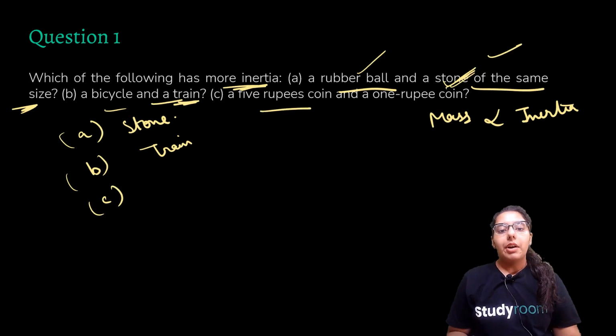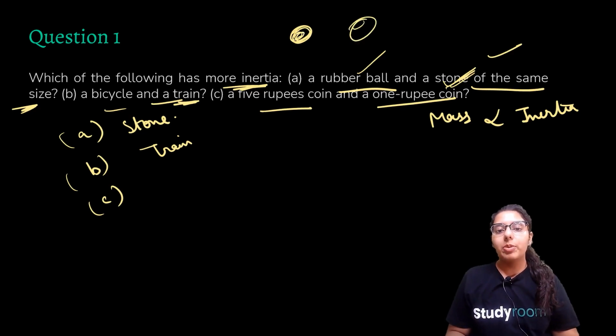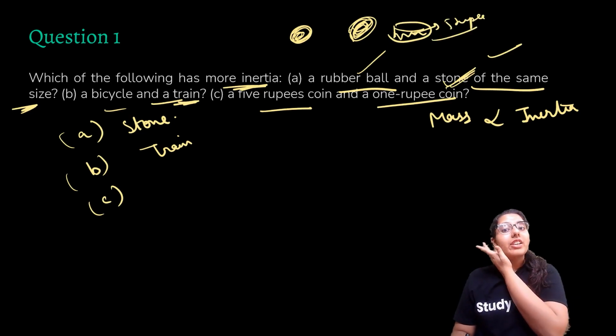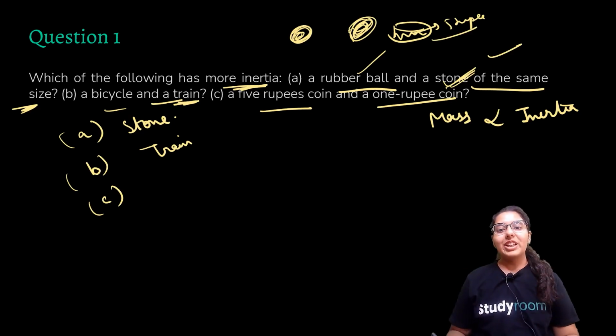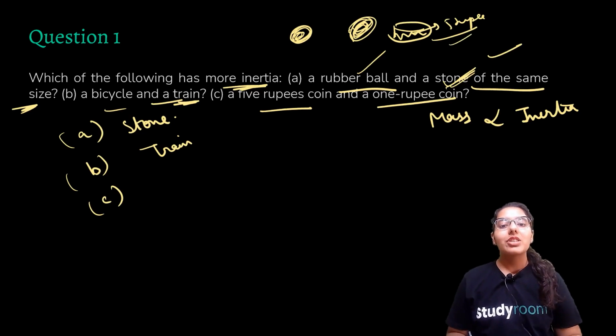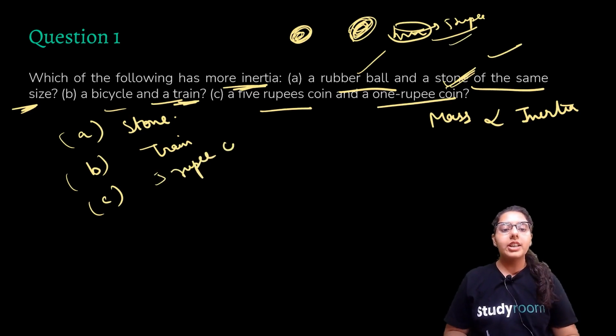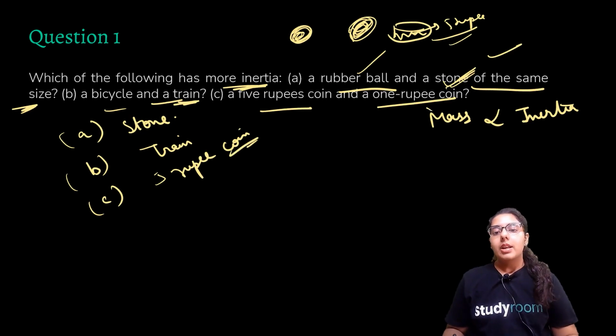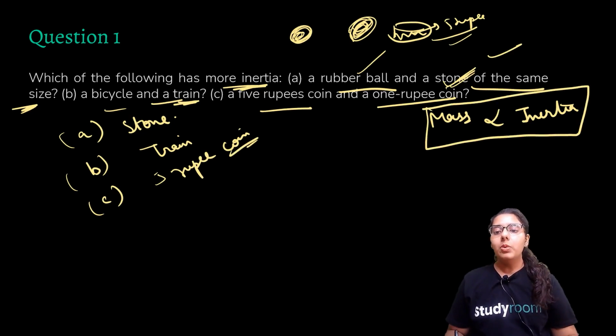Third, a 5 rupee coin and a 1 rupee coin. Have you seen the difference? The 1 rupee coin is very thin and sleek, right? And the 5 rupee coin is very thick. It has some breadth. So of course, your 5 rupee coin is heavier than your 1 rupee coin. If you think it is not so, take the coins in your hand and check for yourself. So your 5 rupee coin will have greater inertia because it is heavier. Remember this: mass is proportional to inertia. If your mass is greater, your inertia is also greater.